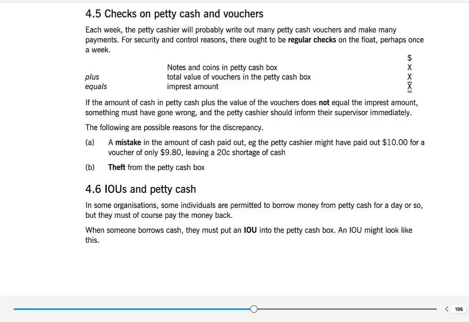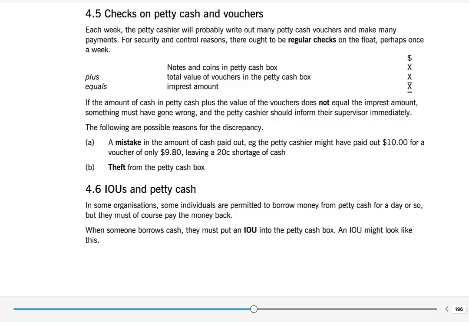What must match in petty cash? At any time, the petty cash should be equal to the impressed amount. Remember, the impressed amount is the fixed total amount allowed in the petty cash system. For example, if the impressed amount is $200, then cash in the box plus vouchers in the box must equal $200. This is the main rule. So the check is based on this rule.